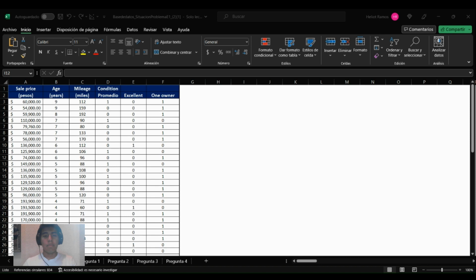For this particular situation, we will be analyzing the data from a Camaro car brand regarding the price depending on the year, model, mileage, condition of the car, and if they only had one owner. And we are going to use a linear regression first to analyze two cases, and then multiple linear regressions for getting all of our variables analyzed.